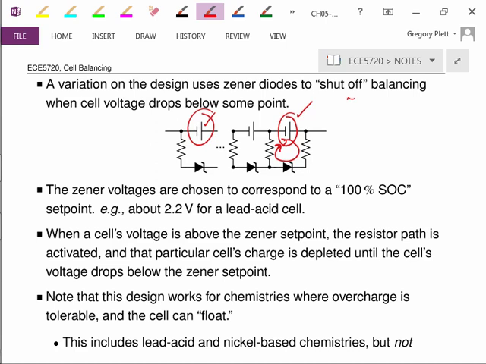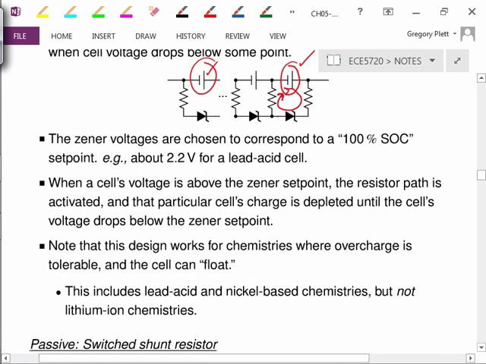We call it a float charge, and lead acid is one chemistry for which that's true. So if I slowly overcharge a lead acid battery, it turns out not to cause any long-term harm. And there's some nickel-based chemistries like NiCads and nickel metal hydrides for which this is also true, but lithium-ion chemistries do not tolerate overcharge at all, so this would not be a good scenario to use for a lithium-ion battery balancing system.